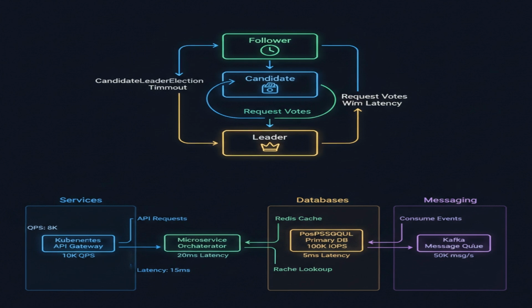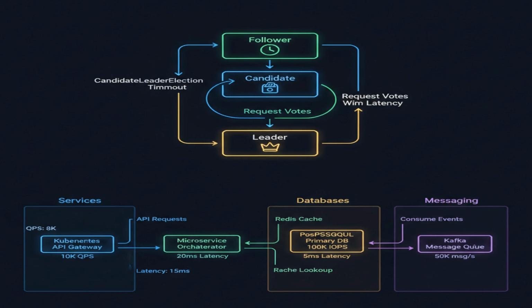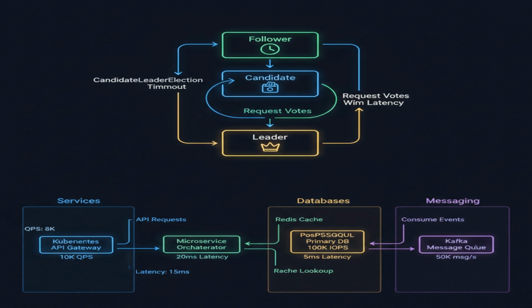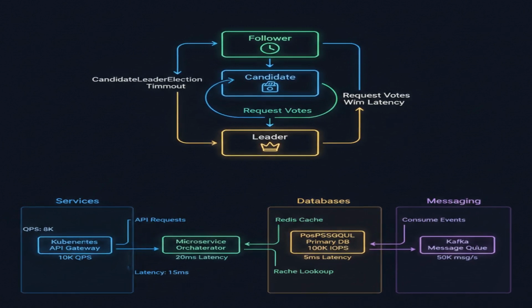The term number is like an epoch. It prevents old leaders from interfering with new ones. Raft uses a heartbeat mechanism to maintain leadership. The leader periodically sends heartbeats to the followers to let them know it is still alive.